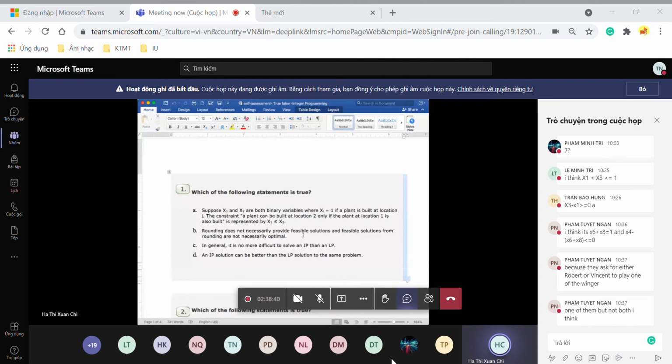So they have the assumption xi equals 1 if that is viewed, right? So right now they have the constraint: x2 is viewed if and only if x1 is viewed. So it means x1 viewed leads to x2 viewed. So they write it here. Is it correct or not?